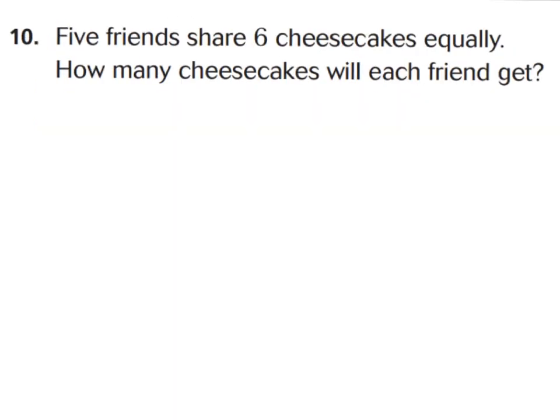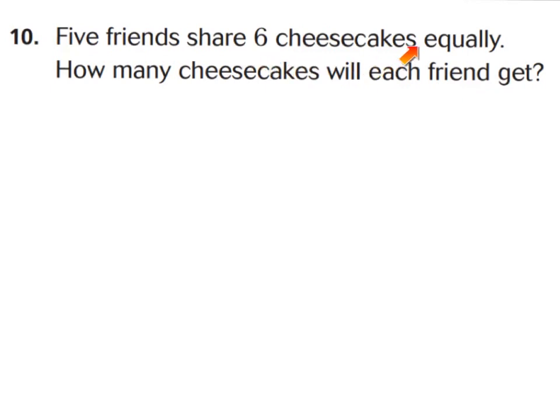Okay, for number 10, if you want to try this one on your own, you can press pause and then check it with me, or you can just do it along with me. For number 10, it says 5 friends share 6 cheesecakes equally. Now remember, there's 6 cheesecakes that they're sharing, and there's 5 friends. So how many cheesecakes will each friend get?